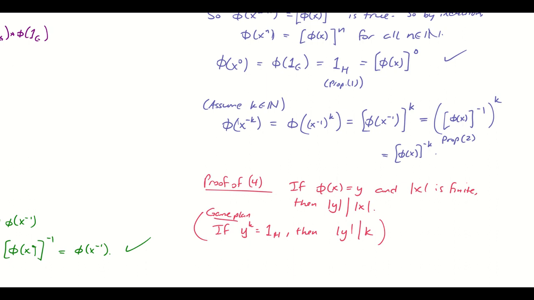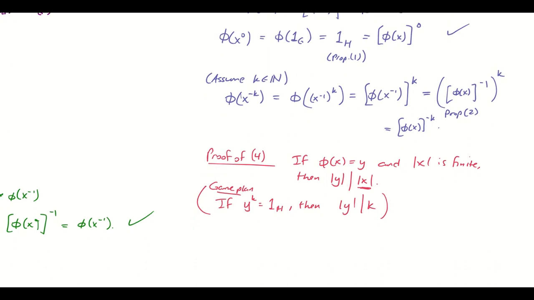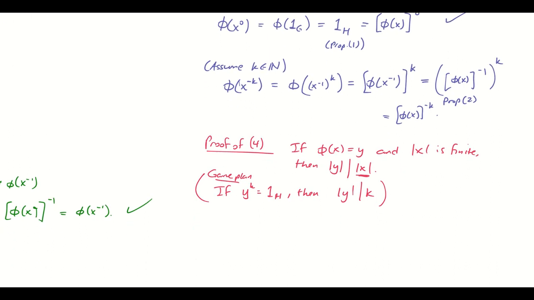We're going to show that y raised to this power, the order of x, has to be the identity. All right, so let's just try writing that down. What is y raised to the order of x? Well, recall that we defined y to be phi of x, and we're raising that to the order of x. But now by property 3, that's the same thing as phi of x to the order of x. Now I realize this is the first time we've really seen this notation like this.